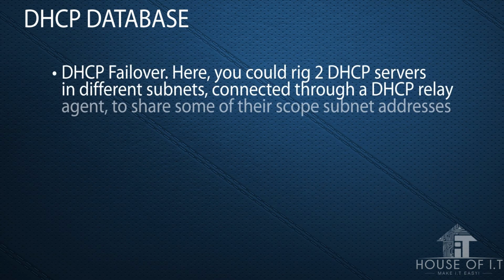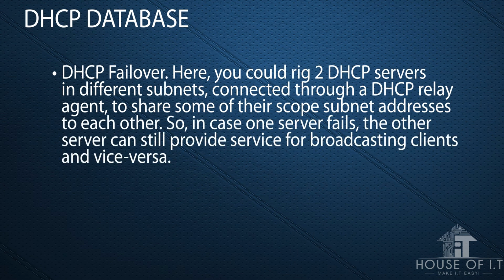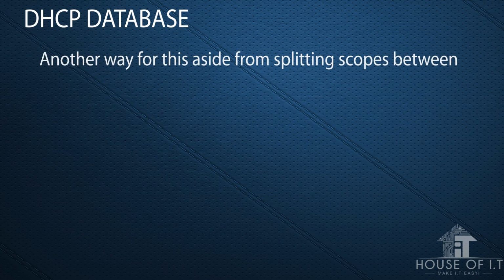Then there's DHCP failover. Here, you could rig two DHCP servers in different subnets connected through a DHCP relay agent to share some of their scope subnet addresses to each other. So in case one server fails, the other server can still provide service for broadcasting clients and vice versa.